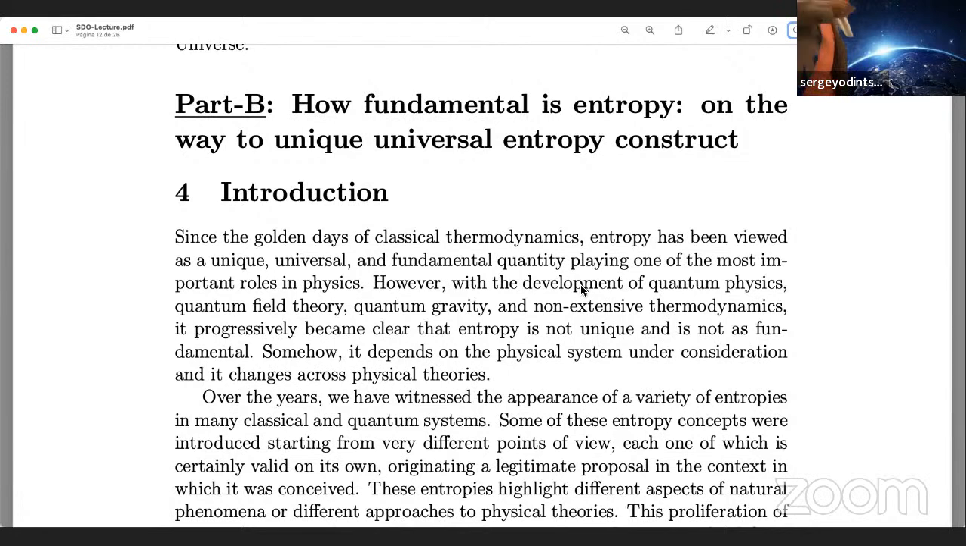A very similar property is related to entropy, and I will talk about this now. At university, most of you, and for example me, have been taught that entropy is a unique, universal, and fundamental quantity which plays the most important role in physics. So entropy is most important. Now, we have many different disciplines: quantum physics, quantum gravity, thermodynamics, information theory, etc. So we see now that entropy, in fact, depends on the physical system, and to describe entropy in a specific physical system, we use different entropies.